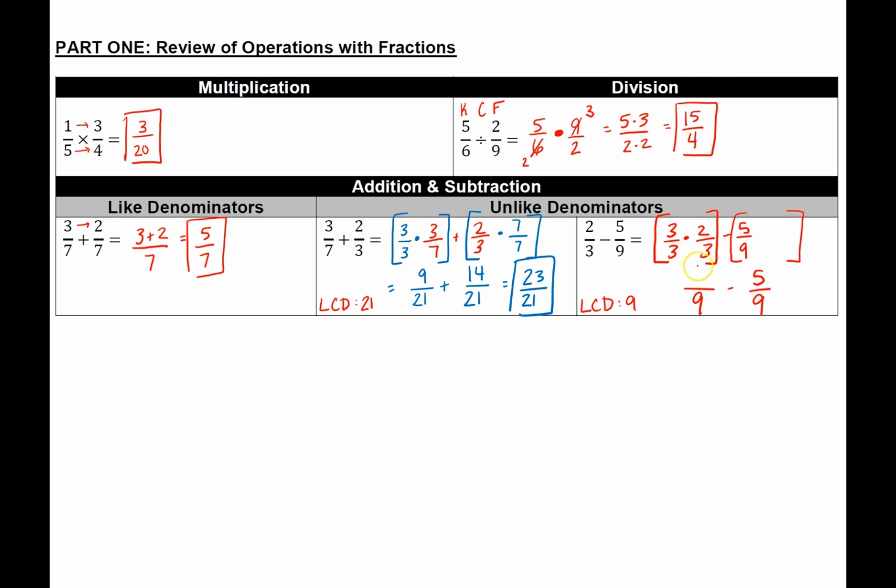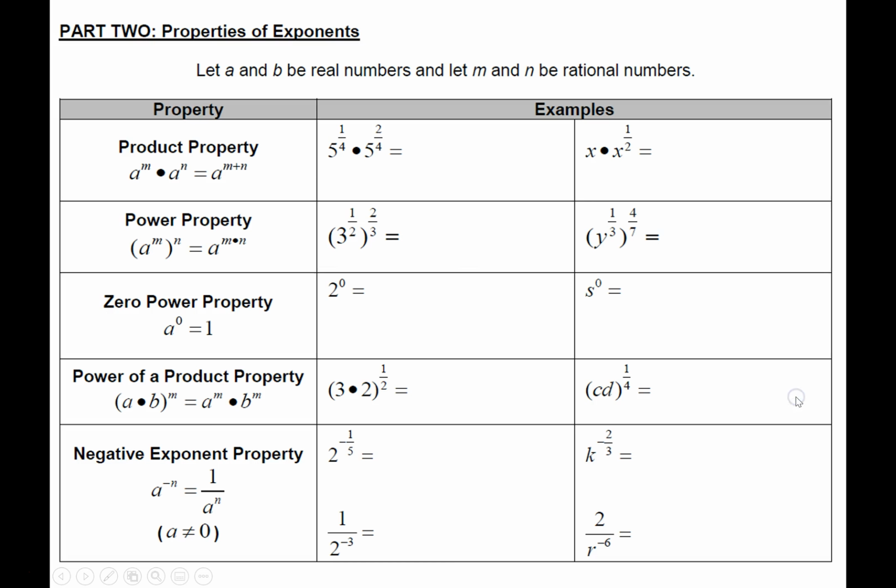Up top I have 3 times 2, which is 6. And because I have common denominators now, I can subtract and get 1 over 9. Okay, so I hope that was a nice little review for you. We are going to use those operations today, especially the multiplication and the adding and subtracting. All right, so let's get into it.